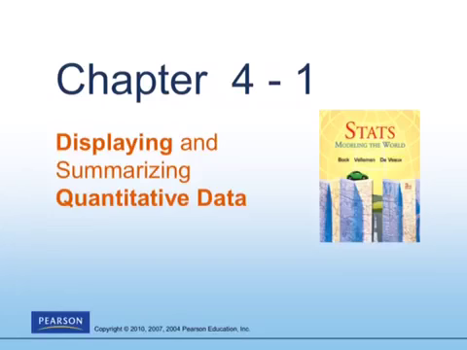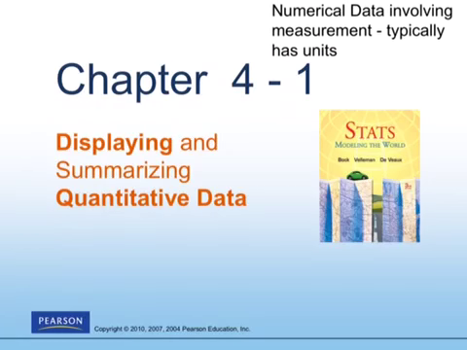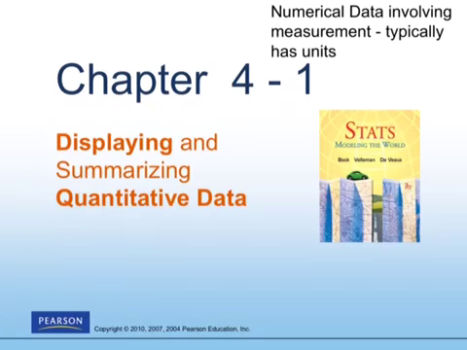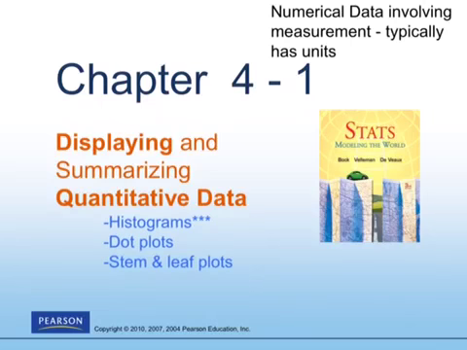So quantitative data is data that deals with measurements. So this is data it's numerical, and the data typically has units. Categorical data that we talked about in the last chapter is data that describes categories like color, gender, model of a car, pass, fail, things like that. When you display categorical data, you typically use a bar chart or a pie chart. When we display quantitative data, we will use histograms, dot plots, and stem and leaf plots, all of which we will learn how to do today.